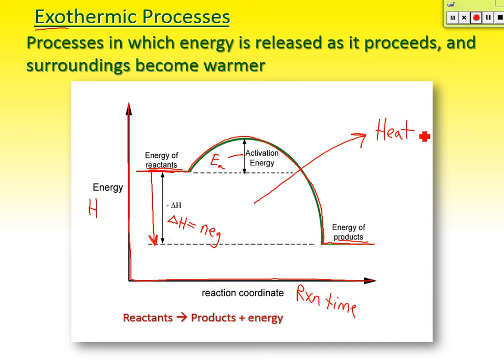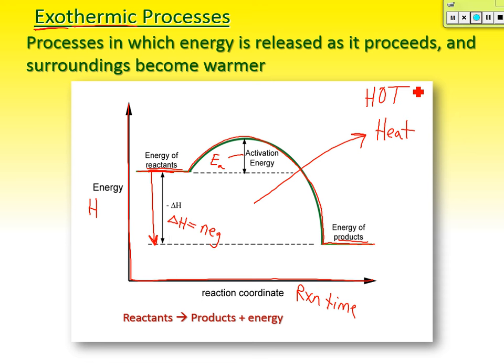So heat is being released. That's why it's called exothermic. Exo means exit, thermic means heat. Heat is leaving. Is exothermic, this releasing heat, going to make the surroundings hot or cold? Hot. So let's put that. Exothermic reactions make things hot.